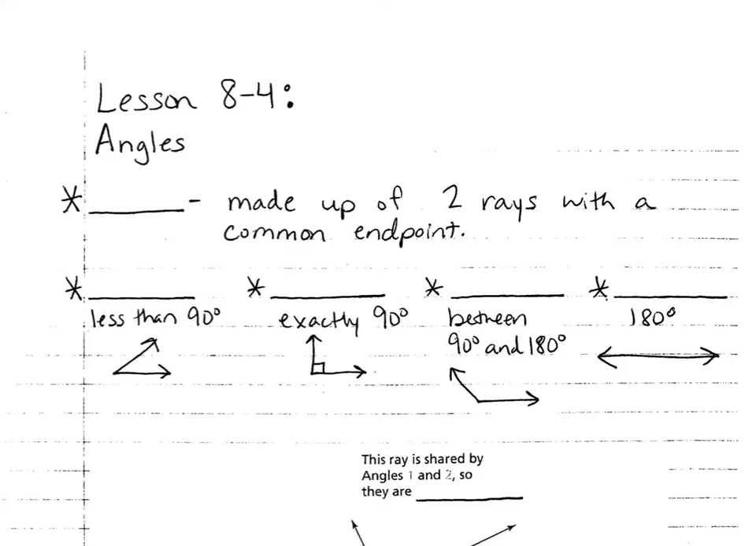Lesson 8.4 is about angles. So we're going to fill in the blanks on a note-taking sheet. The first blank says that it is something that's made up of two rays with a common endpoint. That would be an angle.